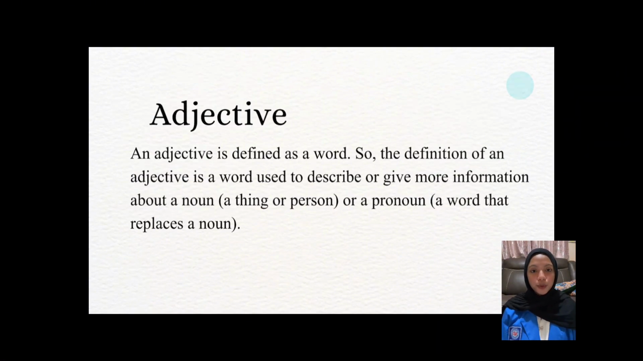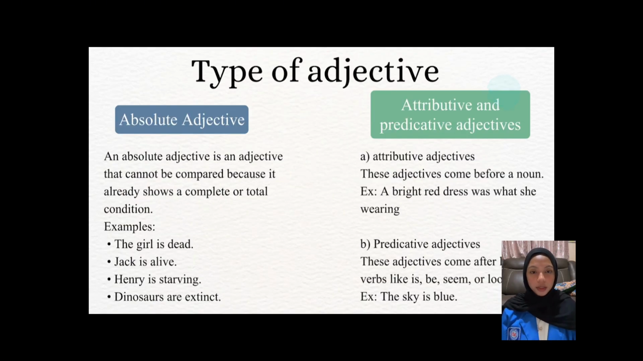And now let's move to adjectives. What is an adjective? An adjective is a word used to describe or give more information about a noun or pronoun. Types of adjectives. First, we have absolute adjectives. These adjectives cannot be compared because they already show a total or complete condition. For example, the girl is dead, Jack is alive, Henry is starving.